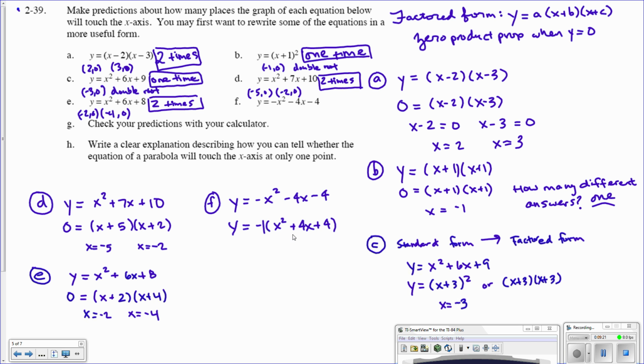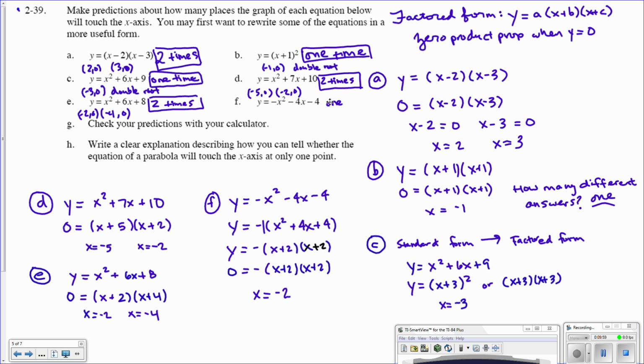Now this still factors. It's a perfect square trinomial, so we should get y is equal to the opposite of x plus 2 times x plus 2. And you'll see now that's the same thing here. If we put our 0 in, we're going to have 0 equals the opposite of x plus 2 times x plus 2. If you were to solve this, you would get that x equals -2. So this one is only going to touch the x-axis 1 time.